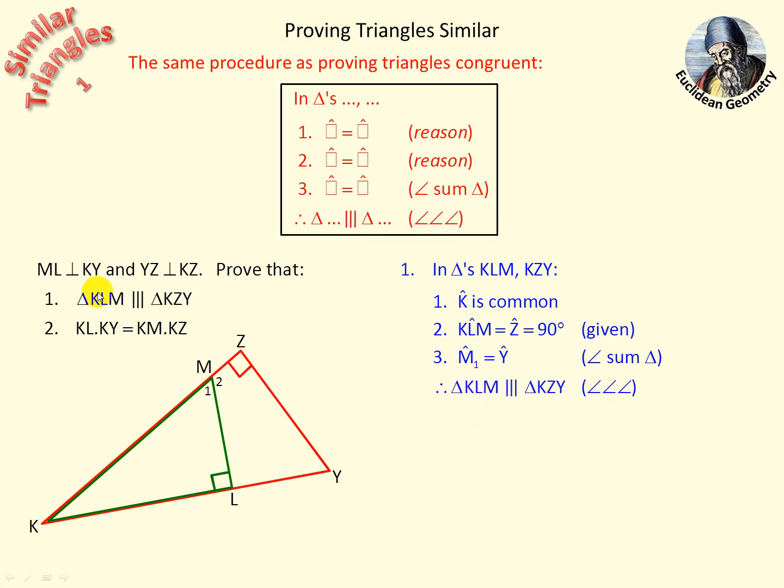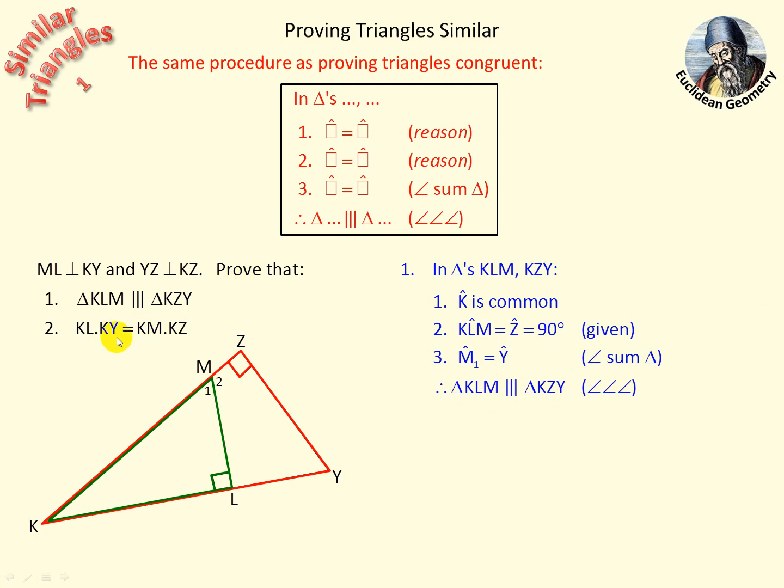Now, don't ever look at the statements here. They do give it the correct order, but just in case, angle K common, so KK. L was equal to Z, so LZ, and then MY, MY.